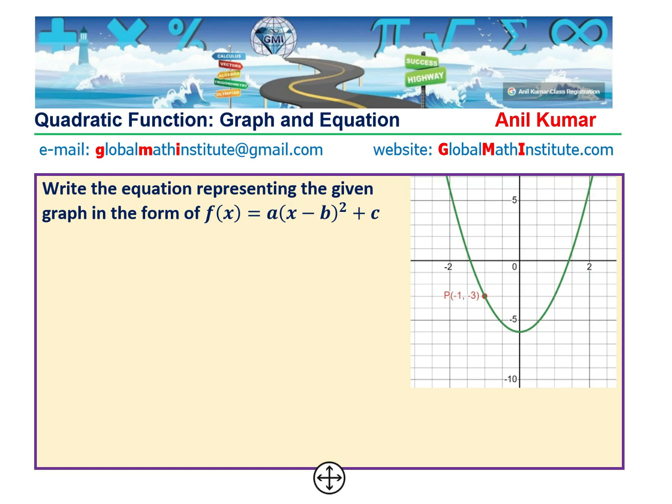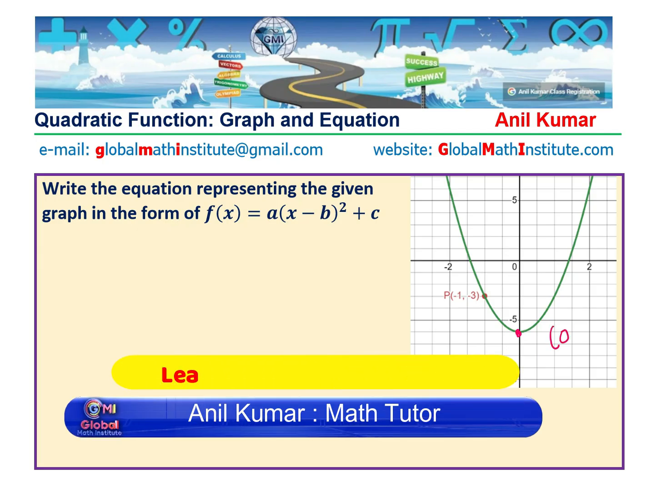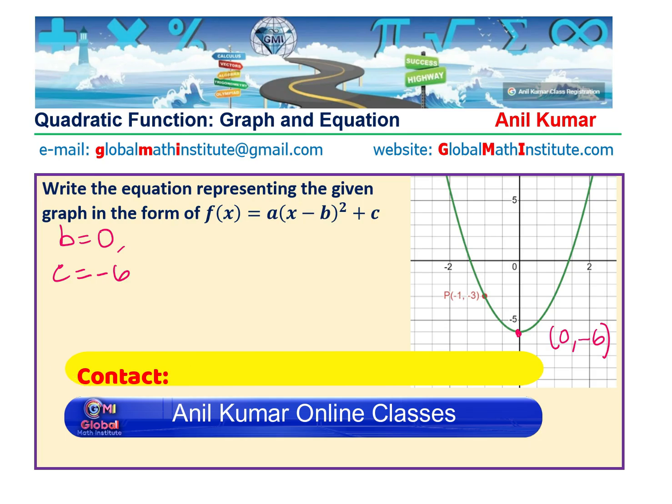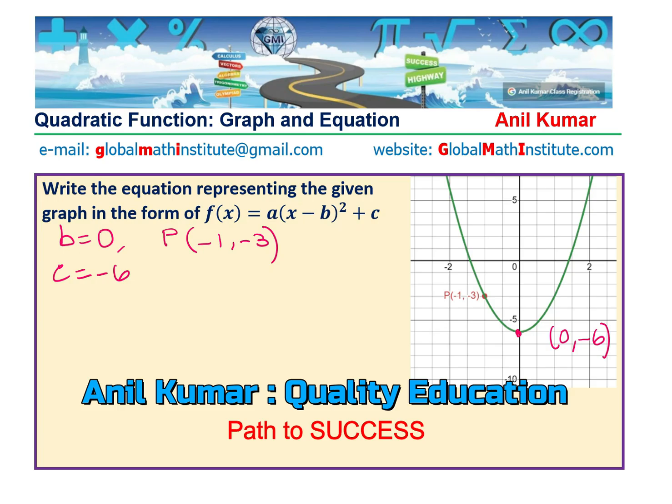Here is a second, very similar question for you to practice. The first step is definitely to read the coordinates of the vertex. We get this coordinate as 0 for the x value and -6 for the y value. Once you get this, you know that b is 0 and c is -6. The given point P is, in this case, (-1, -3).